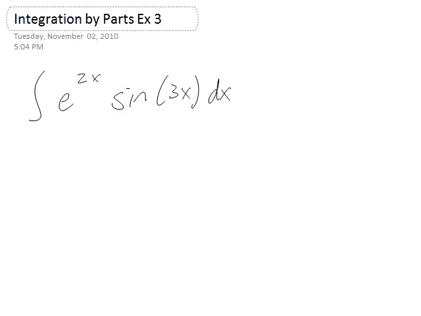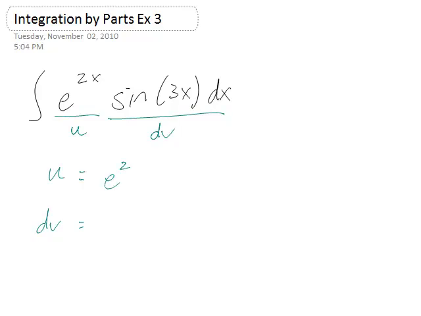In any case, here we want to separate these two functions into u and dv. Either way, whether you let e to the 2x or sine of 3x be u or dv, it's going to end up being pretty much the same thing, since taking the derivative or the integral of either a trig or an exponential function doesn't really do anything. So let me just call this u and call this dv, kind of in alphabetical order from left to right.